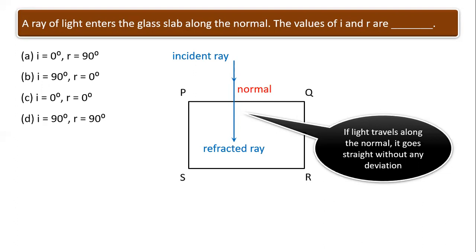So here it is very clear from the diagram that the angle of incidence is 0 degrees and the angle of refraction is also 0 degrees. So that means our correct answer is option C. I is equal to 0 degrees and R is also equal to 0 degrees.